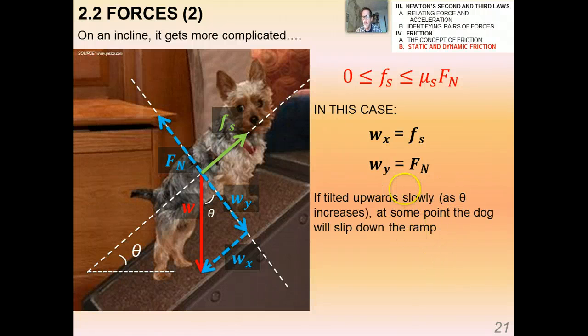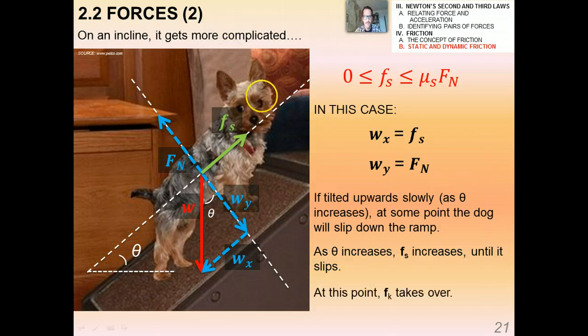If it's tilted slowly upwards as theta increases, at some point the dog will slip down the ramp. As theta increases, f sub s increases until it can no longer hold the dog and it slips, in which case, when the dog slips, it's now kinetic friction that takes over, which is a constant. At this point, f sub k takes over.